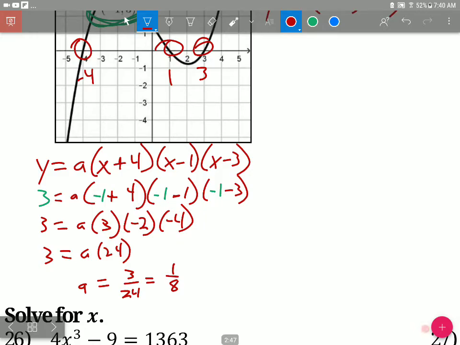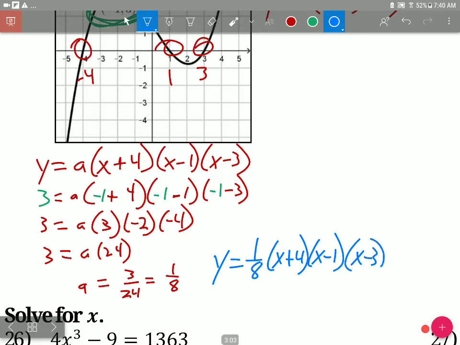So finally, we're going to write the equation. Just write this, but put the a value in there. So your answer is y equals 1/8, x plus 4, x minus 1, x minus 3. That's your answer.